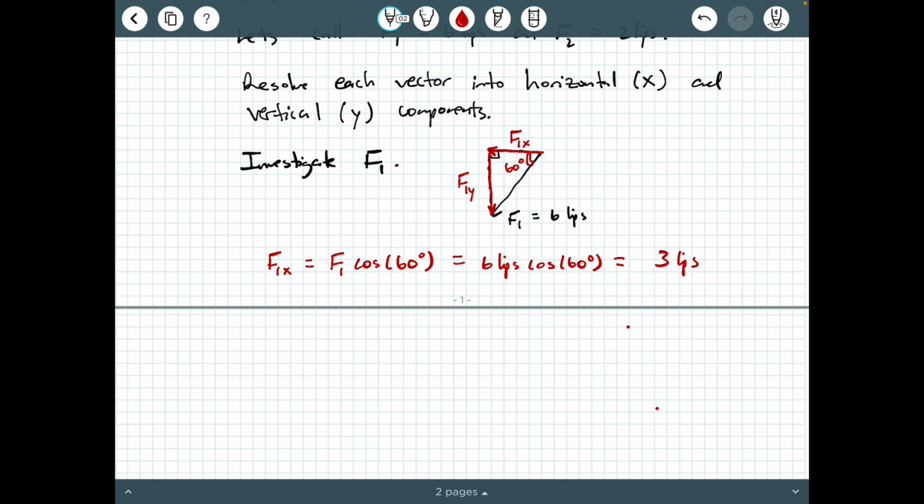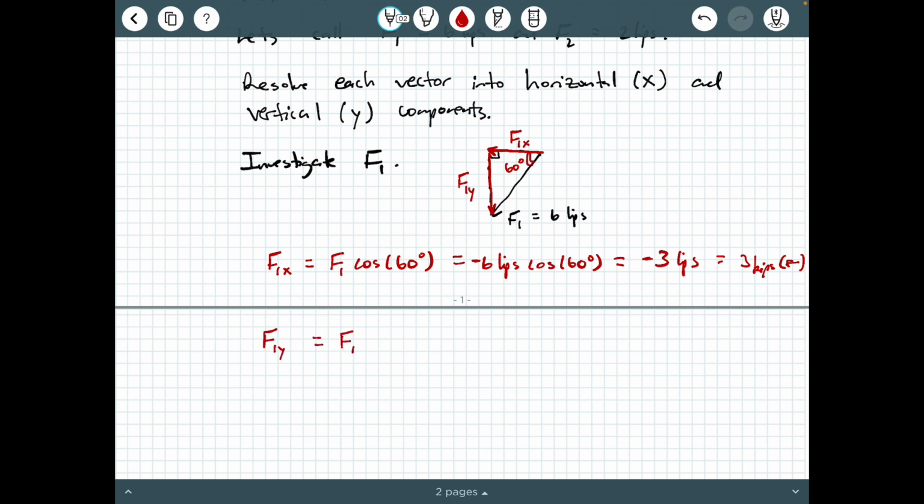And again, it's pointing to the left, which means you would either put a negative sign in front of this, indicating that it is pointing to the left, or you could say 3 kips, and then you put a left pointing arrow. And remember, we don't put both of these. You put one or the other, because if you put negative 3 kips and then a left pointing arrow, that's like saying a negative times a negative is a positive, which would imply it's pointing to the right, which it is not. Okay, now let's look at F1y.